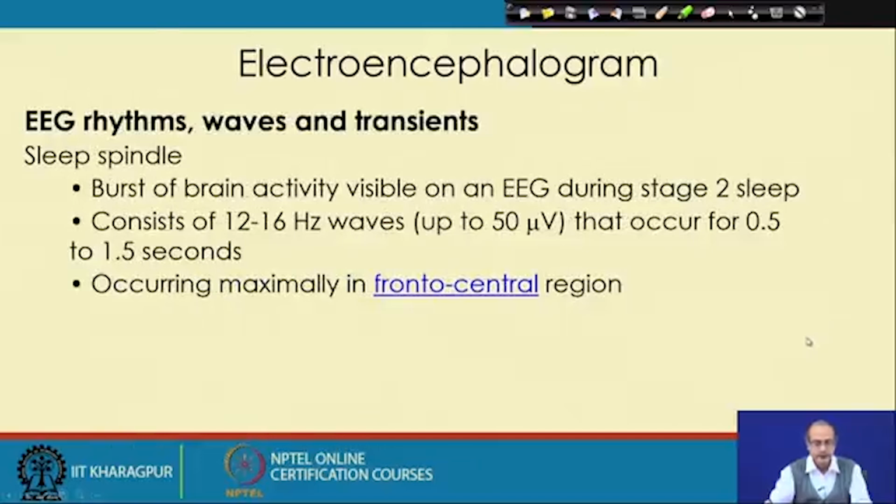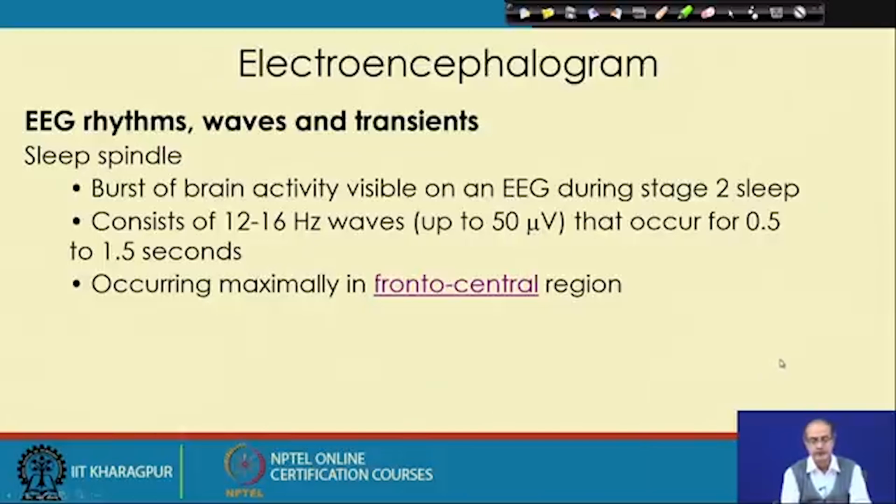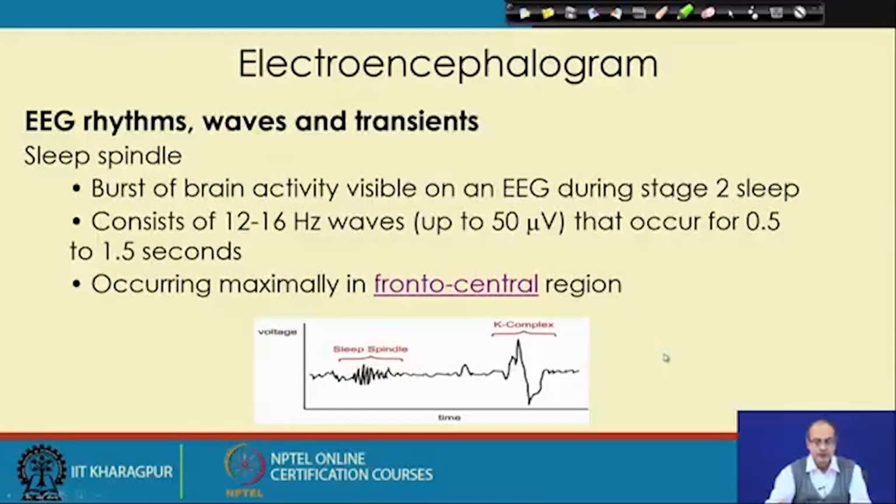Now, we get another wave called the sleep spindle, and it occurs in a particular region called the frontocentral region. That means the front part of the brain, we can expect to get it from those leads, not everywhere, and it gives a burst of brain activity. Suddenly, there is a huge change in the signal, a lot of waves are coming as if the activity has increased in the brain. So, as we get here, the sleep spindle, and it comes in stage 2 sleep.